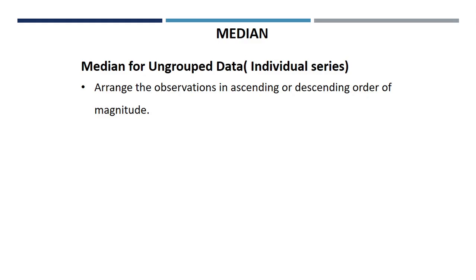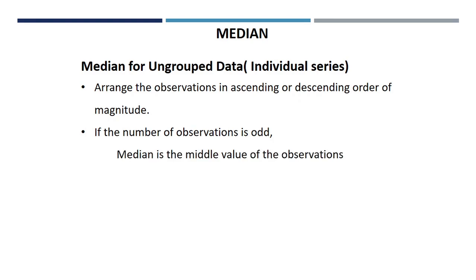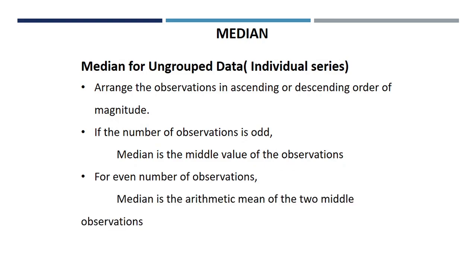Here you will be given data values or observations. First arrange those observations in ascending or descending order of magnitude. Now if the number of observations is odd, median is the middle value of the observations. And if the number of observations is even, the median is the arithmetic mean of the two middle observations.